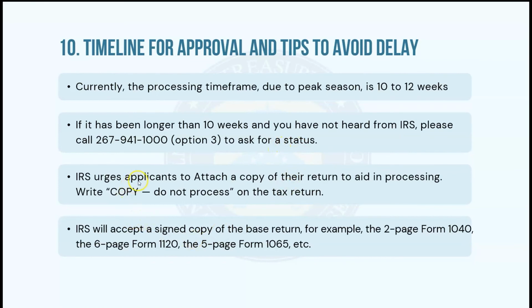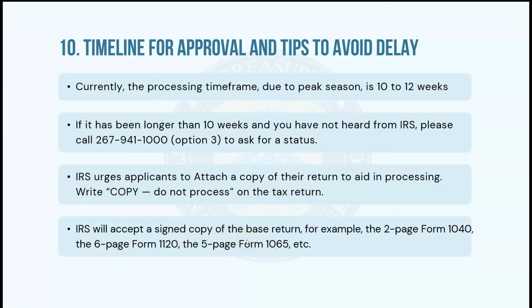The IRS also urges applicants to attach a copy of their tax return to help in the process. When you attach a copy of your tax return, write this comment on the copy: "Copy, do not process" on the tax return. The IRS says that they will accept a copy of the base return. For example, because we're dealing with 1120, they want the 6-page form for the most current tax return.